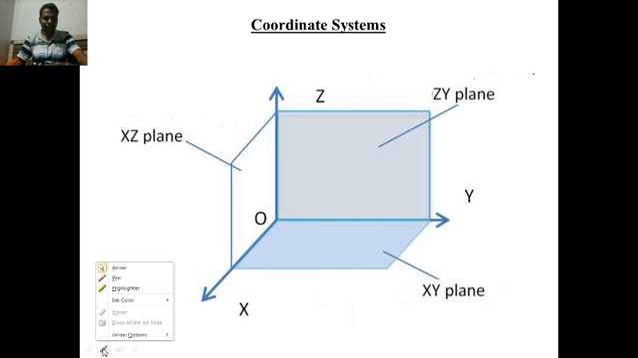So before going into the details of coordinate systems, let us understand what the xz plane, the zy plane, and the xy plane are. Although we have covered the Cartesian, cylindrical, and spherical coordinate systems in previous lectures, in this lecture we will go through the pictorial view of these three coordinate systems in three dimensions.